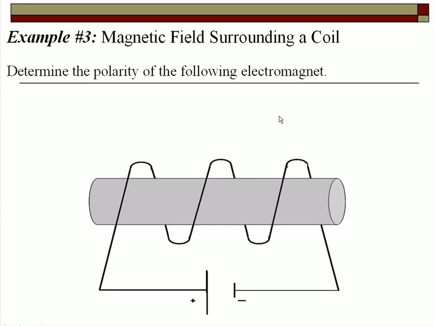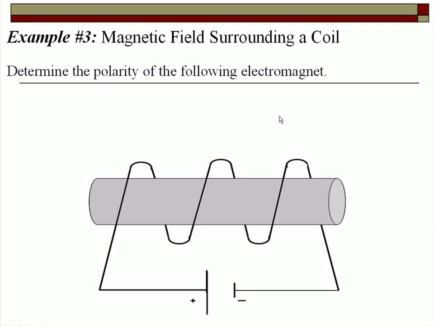Alright, in these next examples we're going to look at the second left-hand rule, and we use the second left-hand rule whenever we're dealing with a coil or loops of wires, and we need to determine either the polarity of the magnets or the direction of electron flow. And the second left-hand rule has your fingers curling in the direction of the current. Your thumb will point to the North Pole.